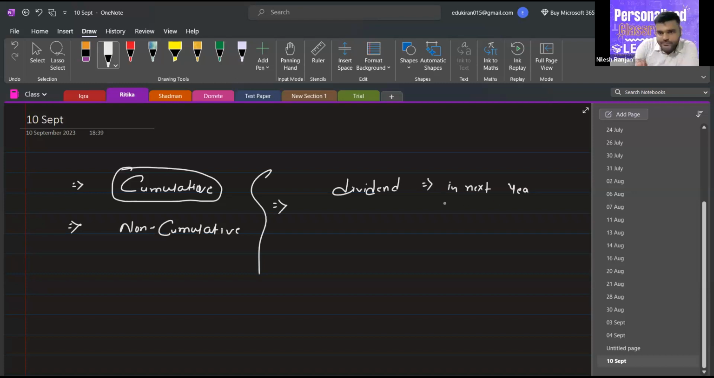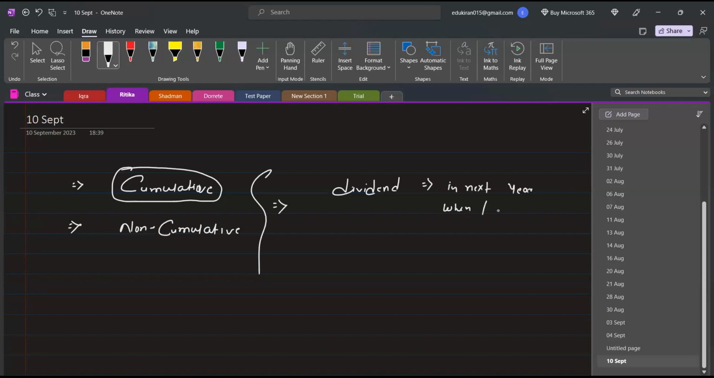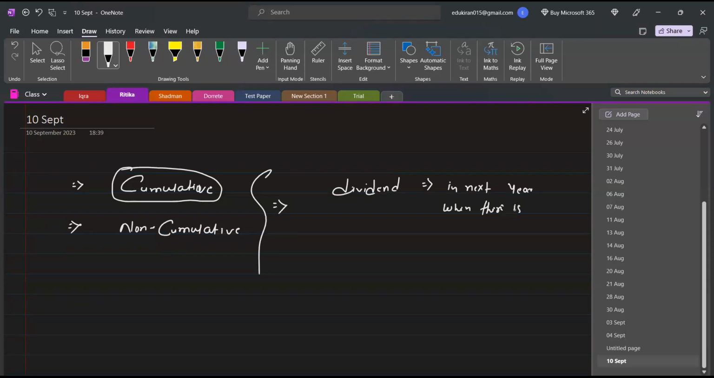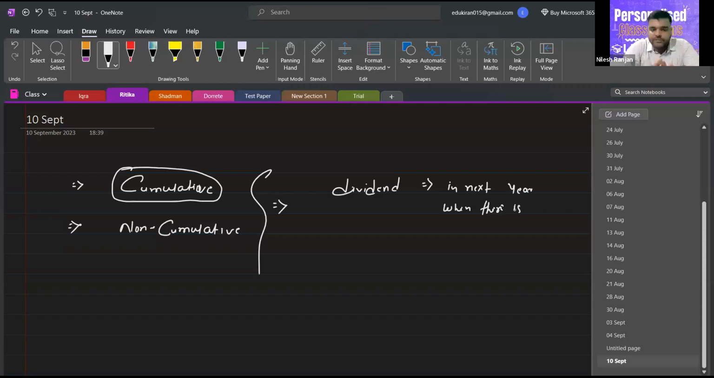Okay, sir. Because we know that preference shareholders are not the owner, but it is shown in the books as owner. I told you that there are different features in ownership shares, but in preference share, there are no features like that. I told you in previous class. What are these features? Can you tell me?